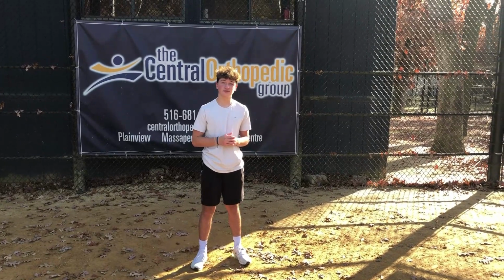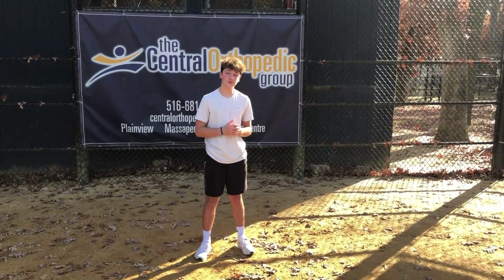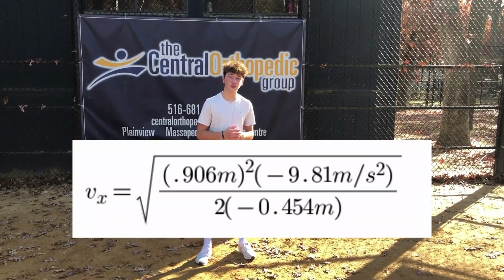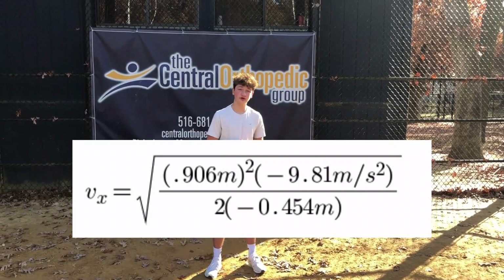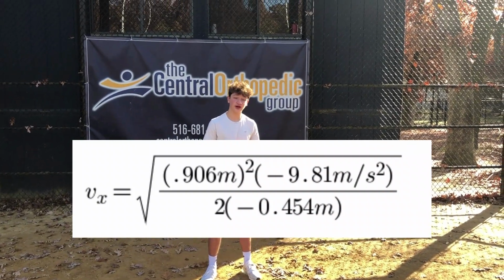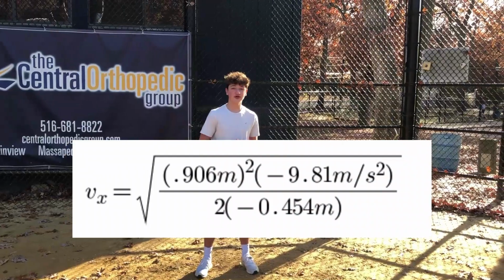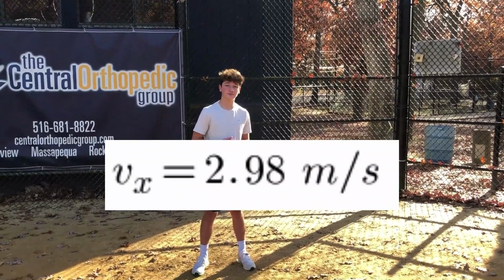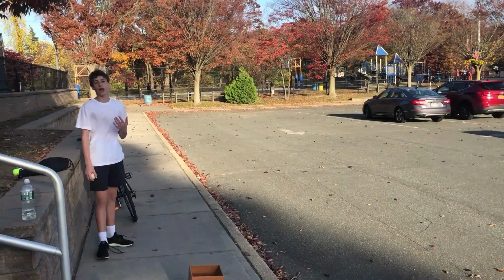Next, we need to plug in our givens. vx equals the square root of 0.906 meters squared times negative 9.81 meters per second squared over 2 times negative 0.454 meters. Therefore, the velocity of x equals 2.98 meters per second. We did it. Now we're going to be looking at the graphs of motion.